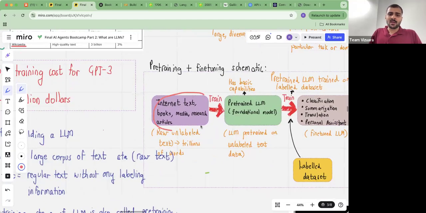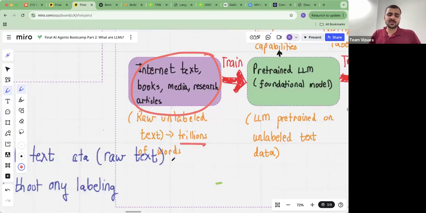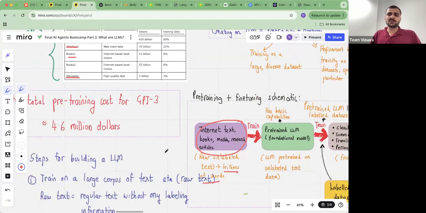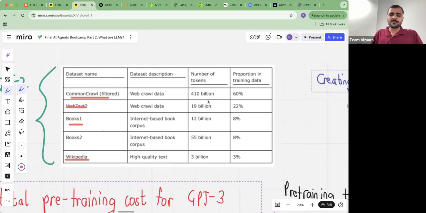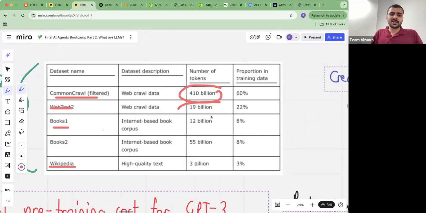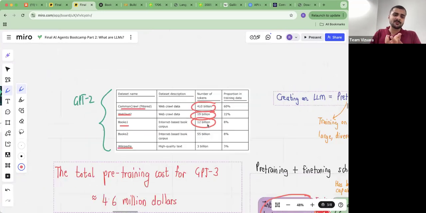You collect data, and this data can be internet text, books, media, research articles, etc. A wide range of data, and entire books are used. Whatever books are available can directly be used as raw unlabeled data. So this can actually be trillions of words. The scale which we are talking about is huge amounts of data, right? If you think of one token as one word, look at the amount of words in these data sets. It's huge. We cannot comprehend the scale at which this is done.